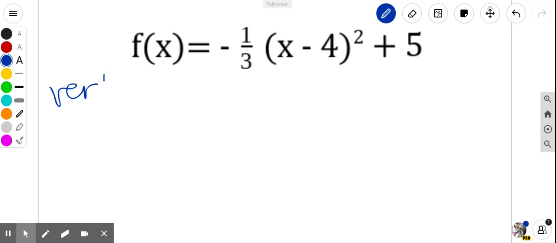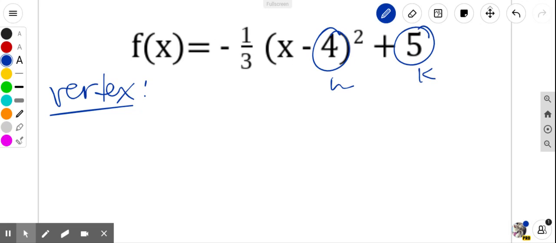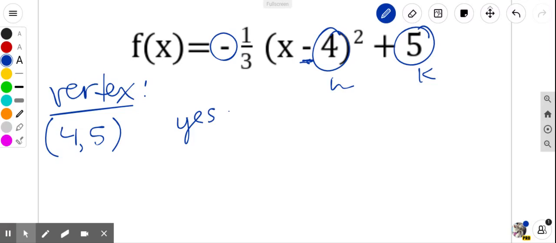Okay, so the vertex for this one, here's my H, here's my K. So my vertex is (4, 5). Remember, you want to take the opposite sign of this for your H. And then does this one have a reflection? Notice this negative. A is negative, so yes, it has a reflection, which means it opens down.